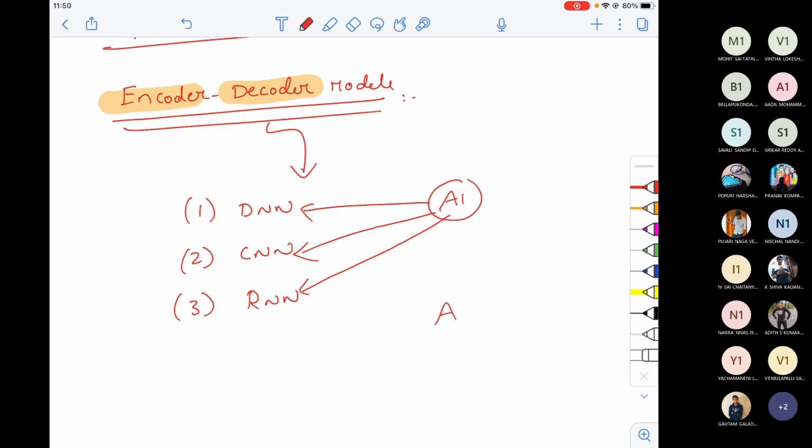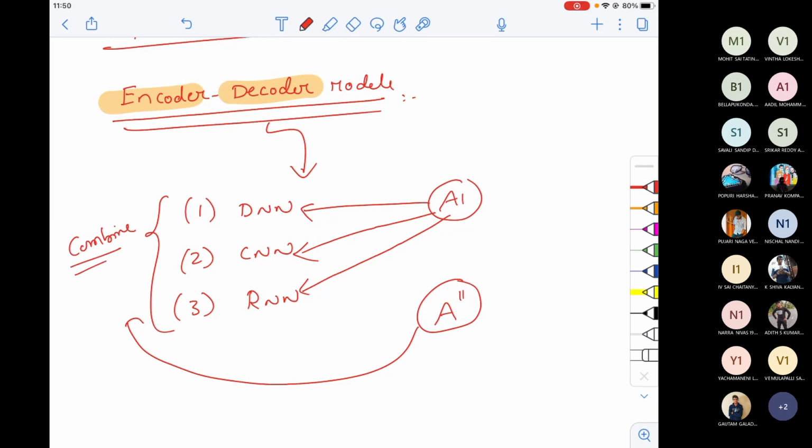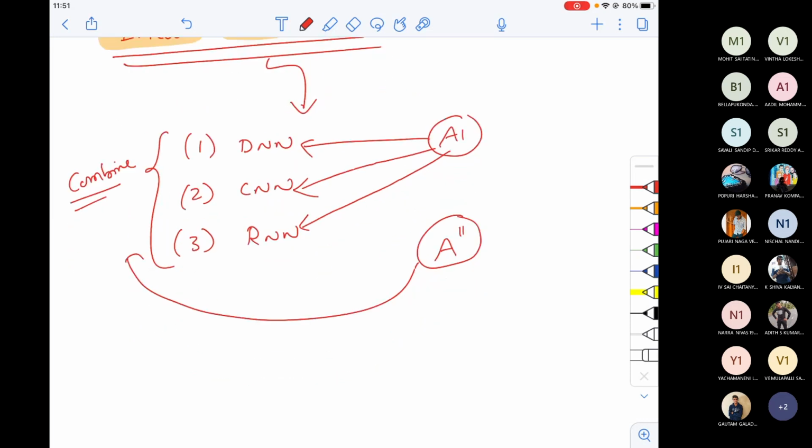There may be an application A tilde or A prime that can be solved if and only if I combine more than one architecture. The application requires a combination of DNN plus CNN, or CNN plus RNN, or RNN plus DNN. There are certain applications where one architecture is not sufficient. You need to combine more than one architecture. Can I give some examples so that you'll get connected? Yes, we'll see one example.